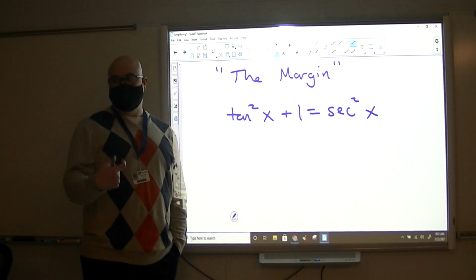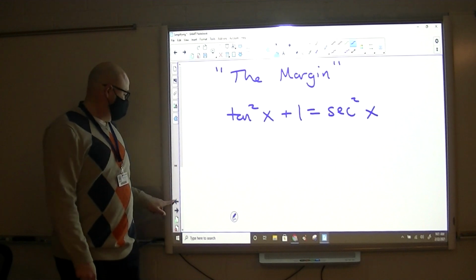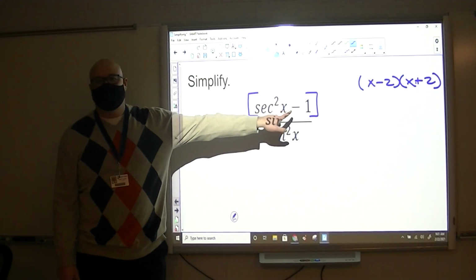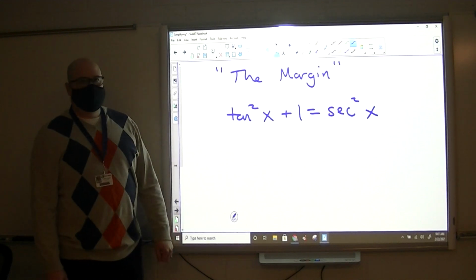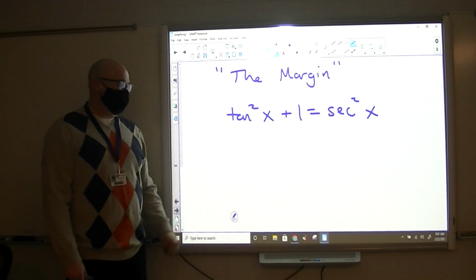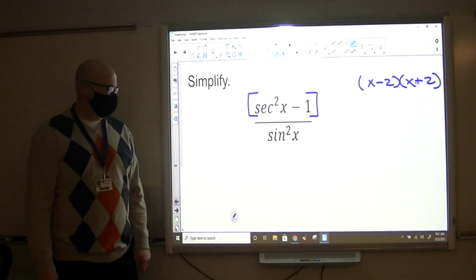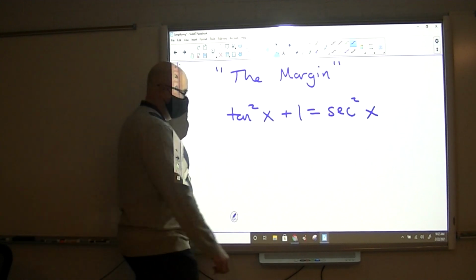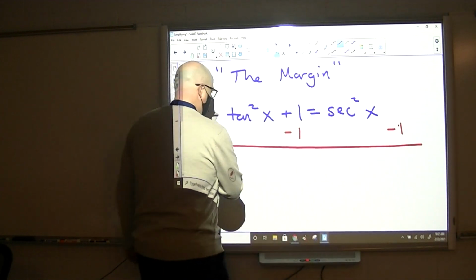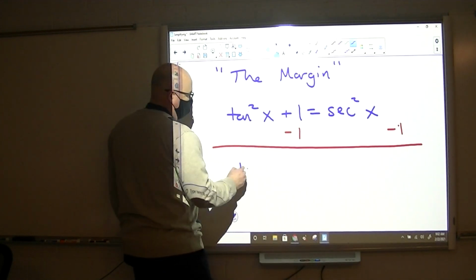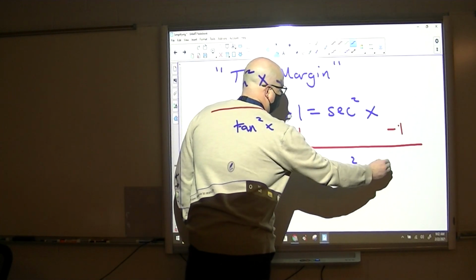And the tool says manipulate and substitute. So how do we manipulate this? We want it to look like that. So what can I do here in the margin on the side to get a statement that says secant squared x minus 1? Well, I can subtract this 1 over to here. Now when it's over there, this statement says tangent squared x equals secant squared x minus 1.